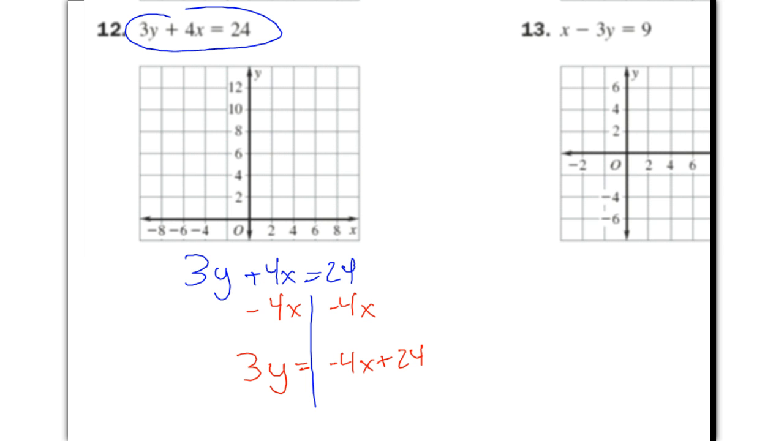Dividing by 3 gets you negative 4/3 x, and then 24 divided by 3 here. Again, this is where I'm doing 4 over 3, simplifying that fraction, and then 24 over 3. And 24 over 3 is 8. So we'd have negative 4/3 x plus 8.